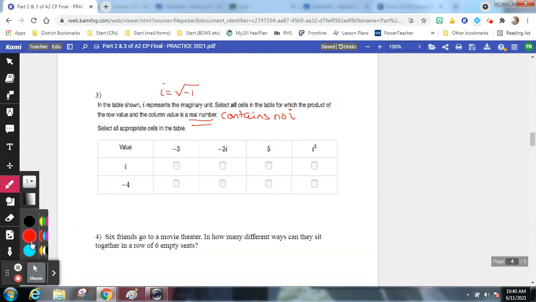So if I go through and do this multiplication, negative 3 times i is a negative 3i. Negative 3 times negative 4 is a positive 12. So that's definitely a real number. So I got this one. That first one still had i in it. i times a negative 2i is negative 2i squared. Now, i squared is the same as the square root of negative 1 squared, which is just a negative 1.